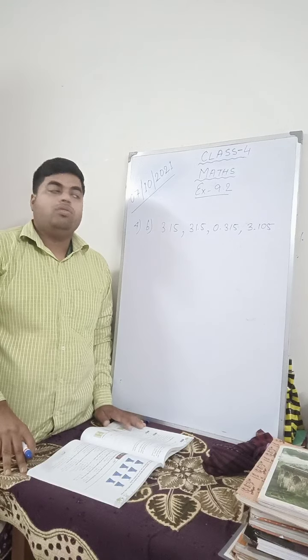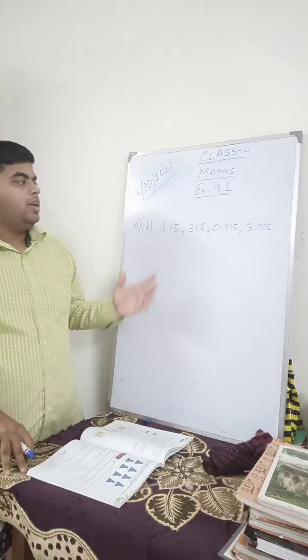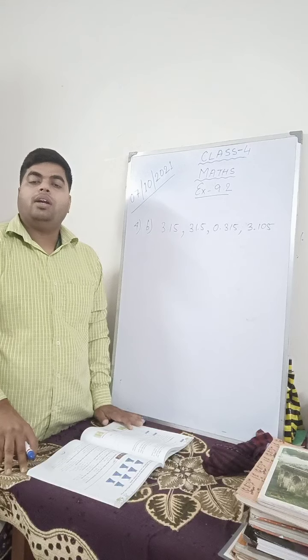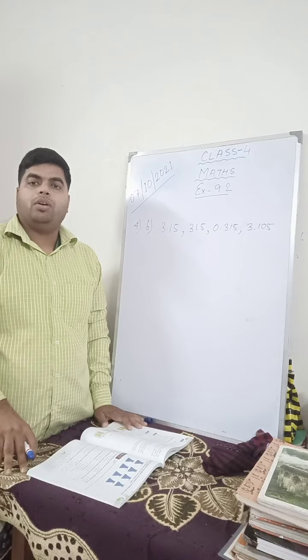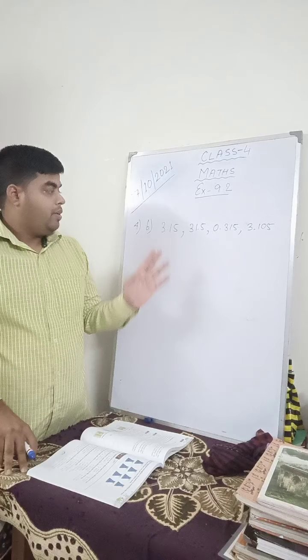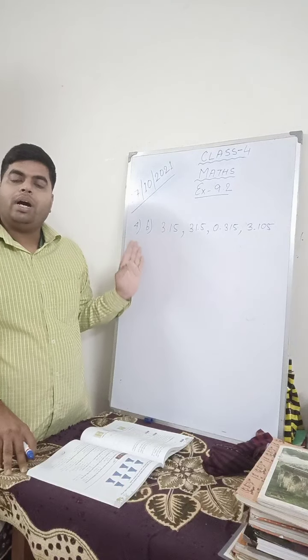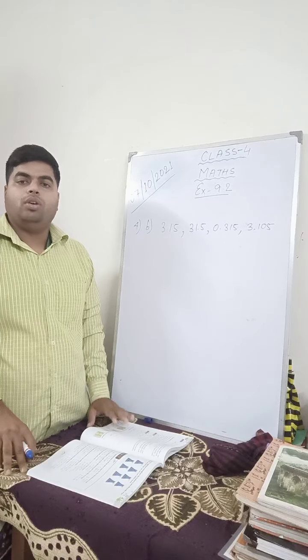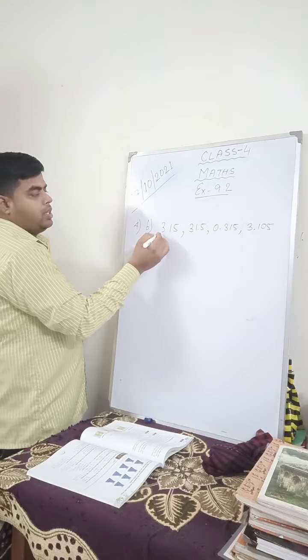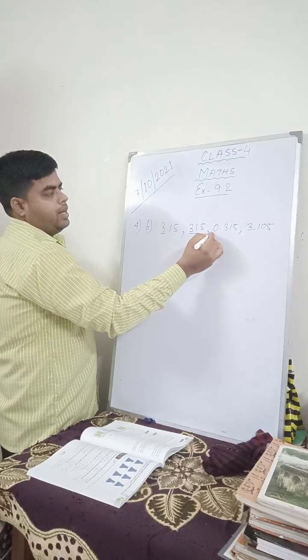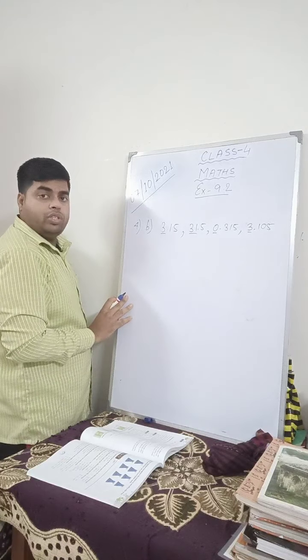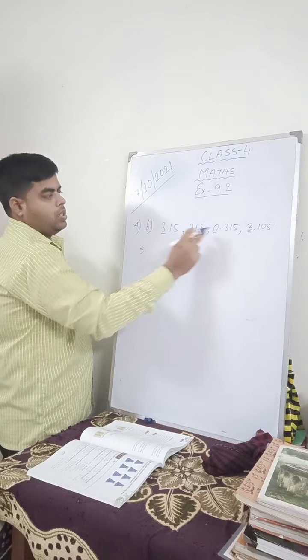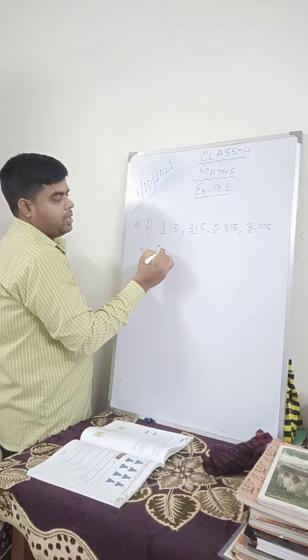So if they give you any decimal number, the first thing that you will see is whether they have given you a whole number or not. What do you mean by whole number? For a fractional number, whatever you have before the decimal is the whole number. So here you have 3, here 31, here 0, here 3. So which one is the smallest? Smallest is 0. So you will automatically write this.